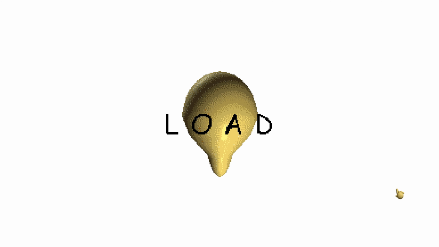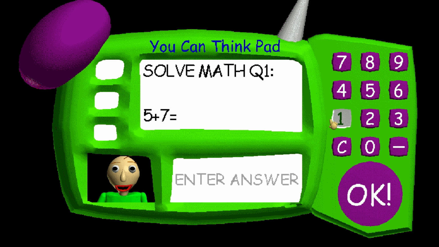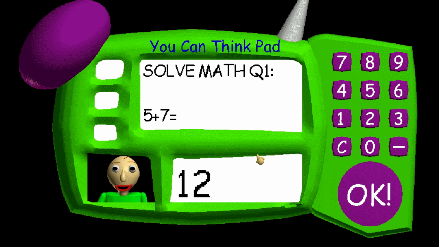Now it's time for everybody's favorite subject, math. Answer the three questions correctly, and you might get something special. Just type the correct answer into the empty box. Press the Enter key on your keyboard when you think you have the right answer.